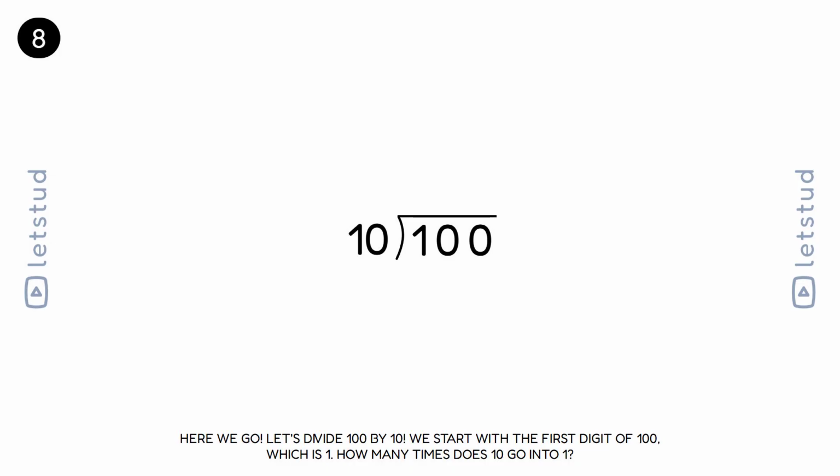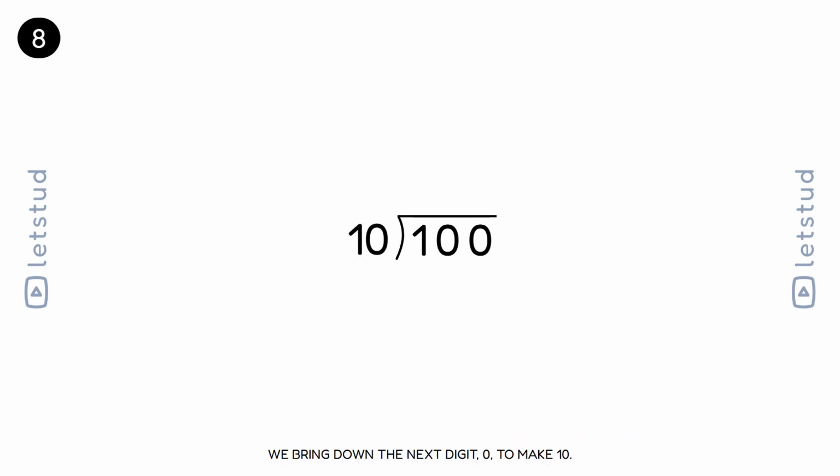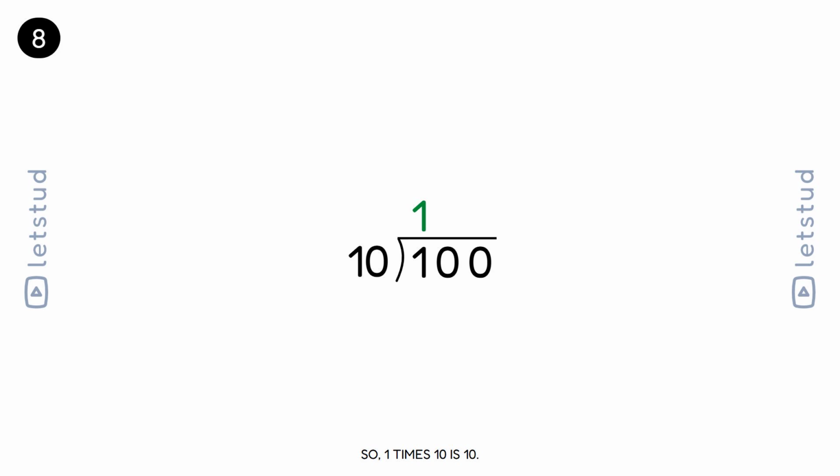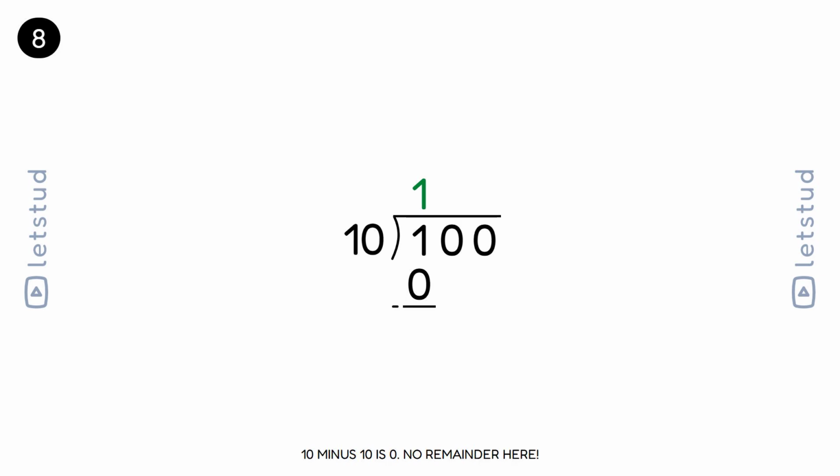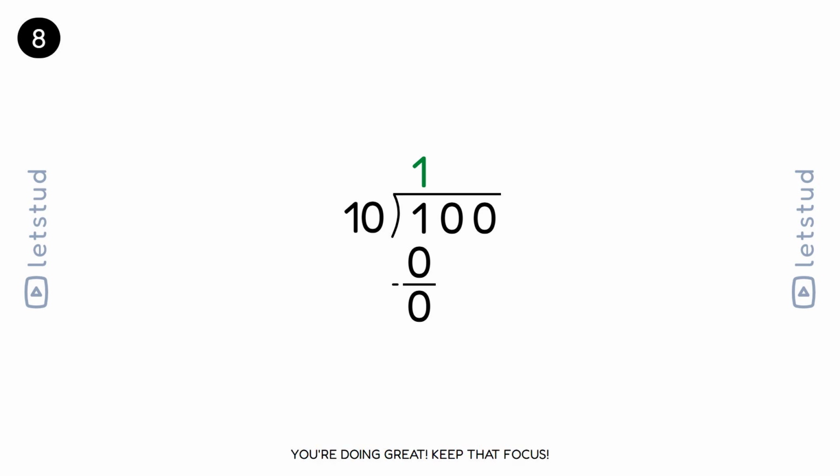We start with the first digit of 100, which is 1. How many times does 10 go into 1? We bring down the next digit, 0, to make 10. 10 goes into 10 one time. So 1 times 10 is 10. 10 minus 10 is 0. No remainder here. You're doing great.